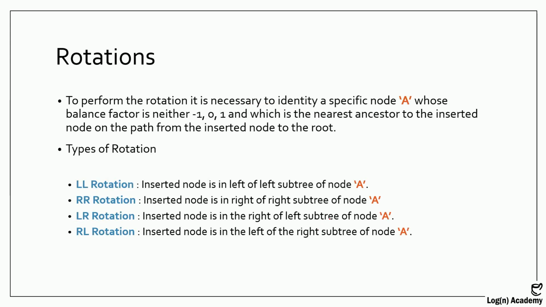Now, before moving further, let me draw a sample tree here. Let's make it 50, 40, 30, and keep it simple. Now let's calculate the balance factor of this tree. The balance factor of 30 would be 0, as discussed last time, since there is no left subtree and no right subtree. The balance factor of 40 will be 1, because the height of the left subtree is 1 and the height of the right subtree is 0. 1 minus 0 is 1.